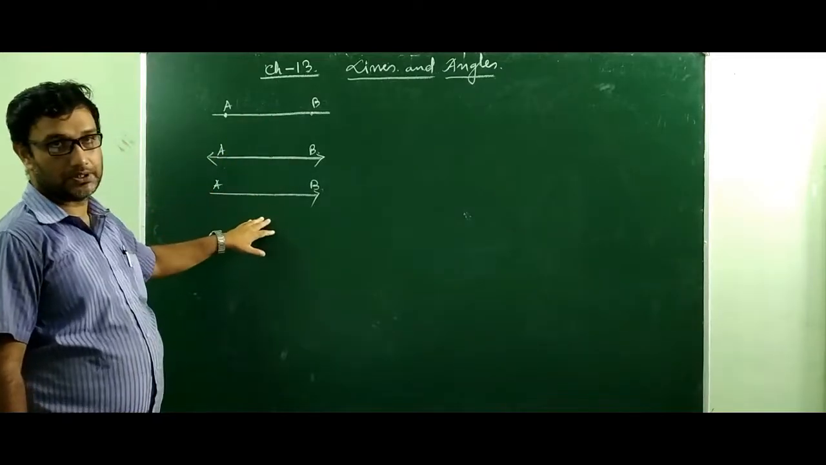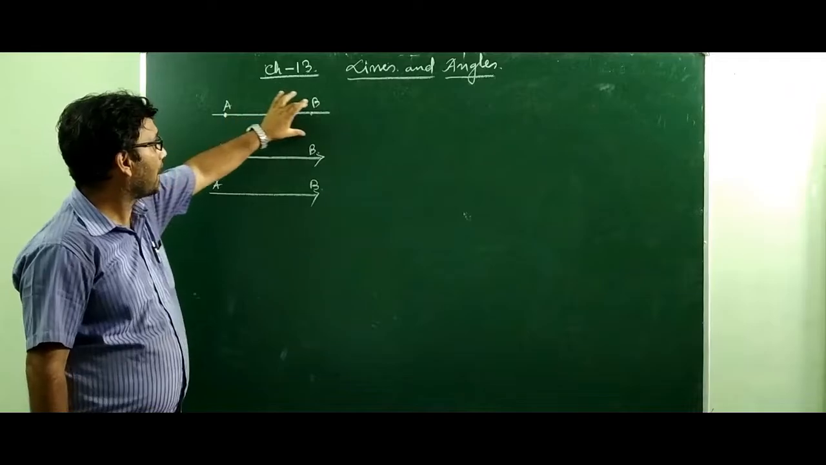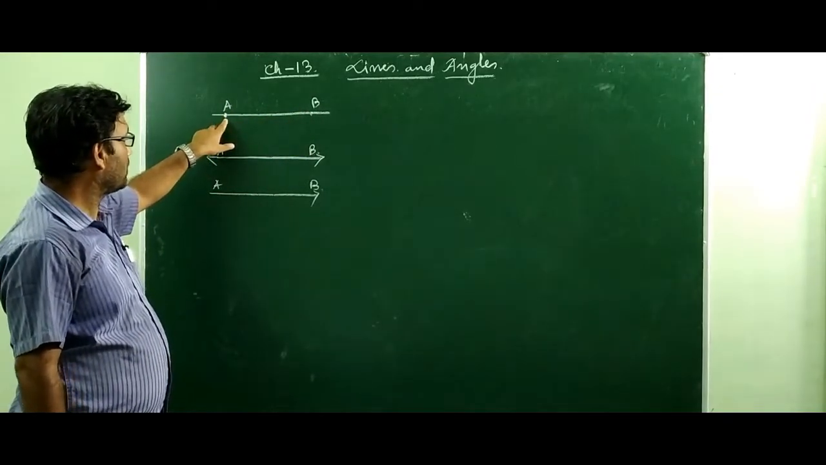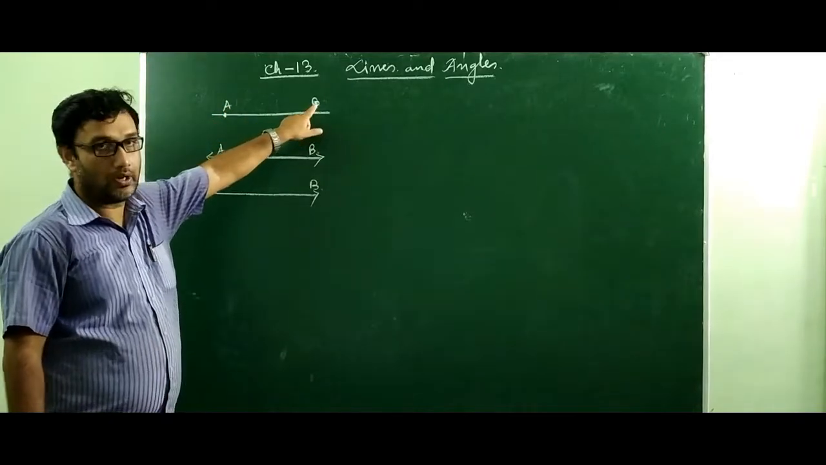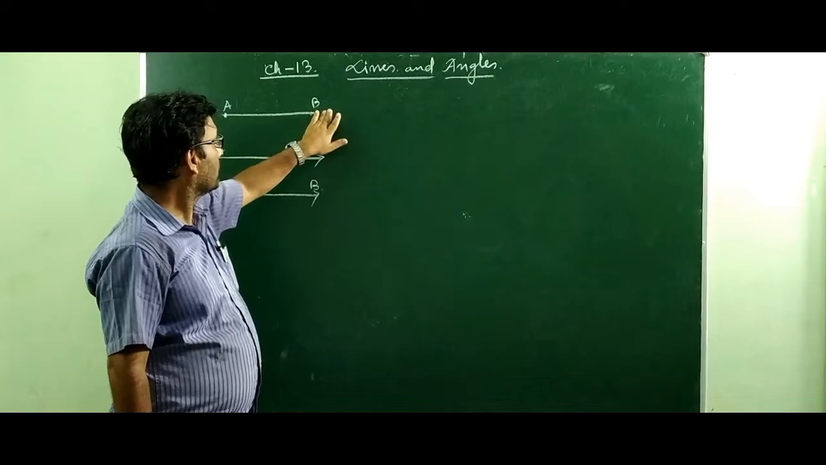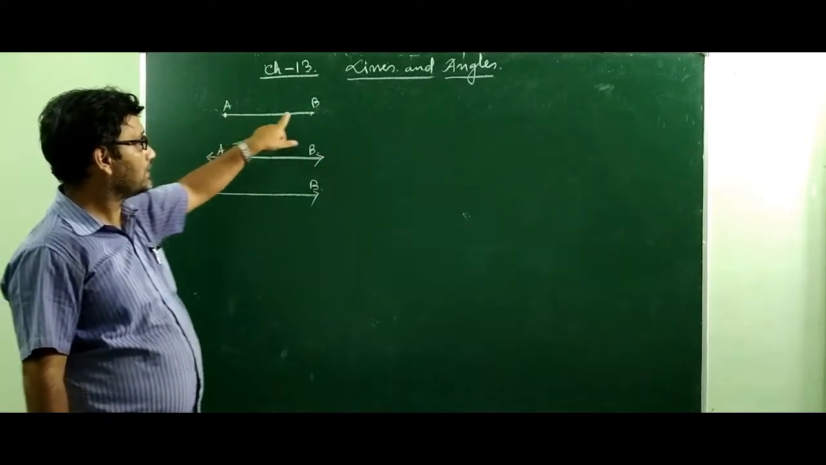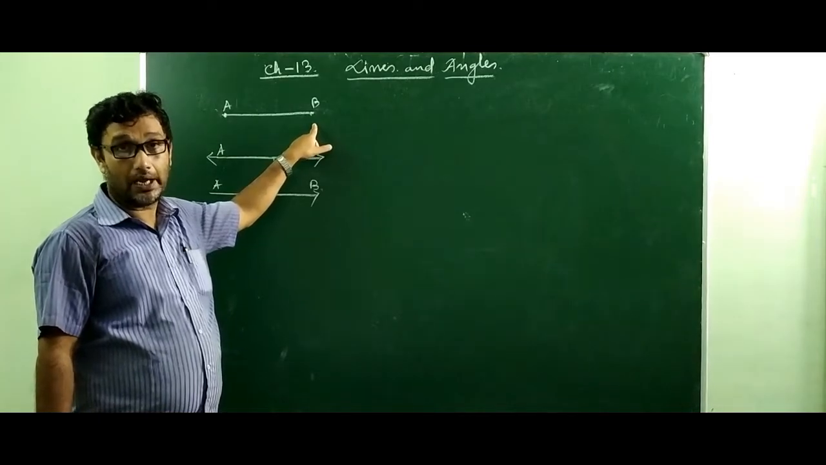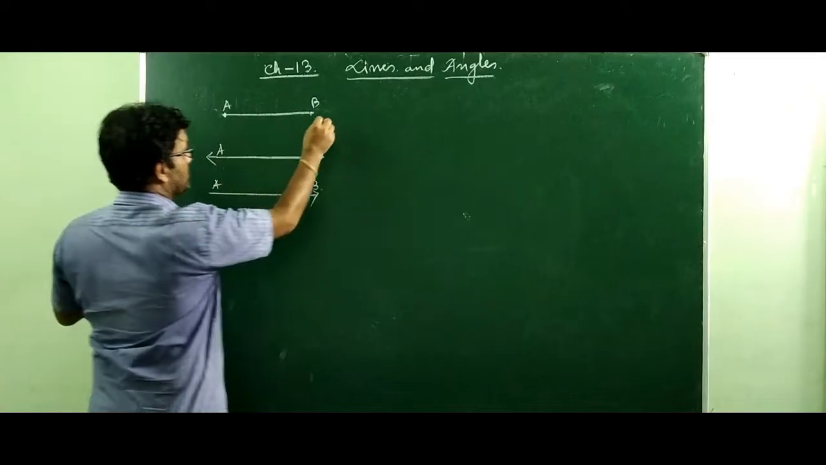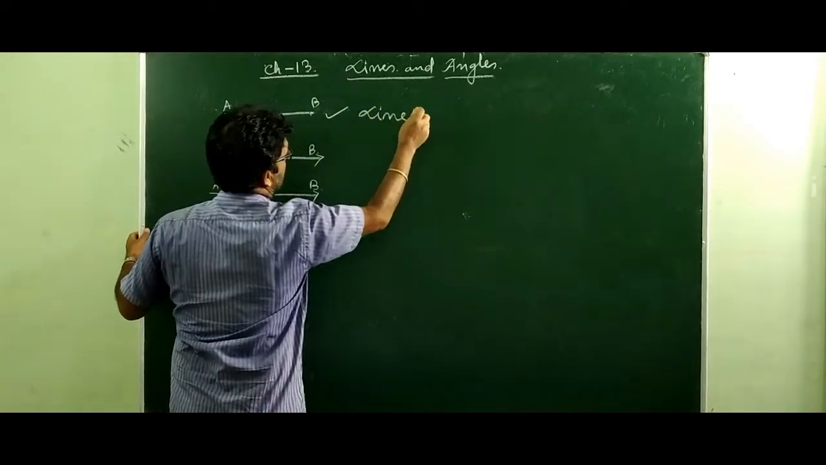See the differences. In this diagram you see only one dot here and one dot here. This dot is named A and that dot is named B. That means if you read this, you will get AB. This is the starting point and that is the ending point. So this is called a line segment.